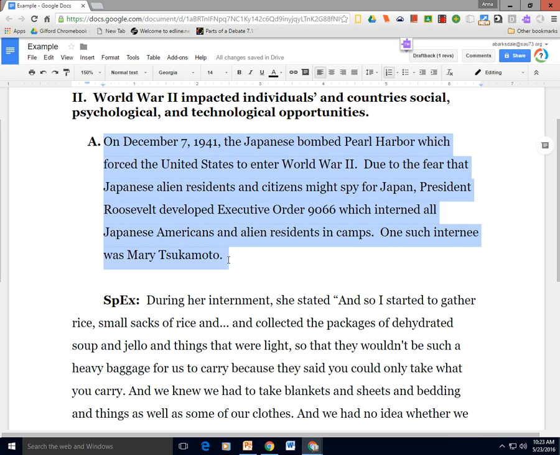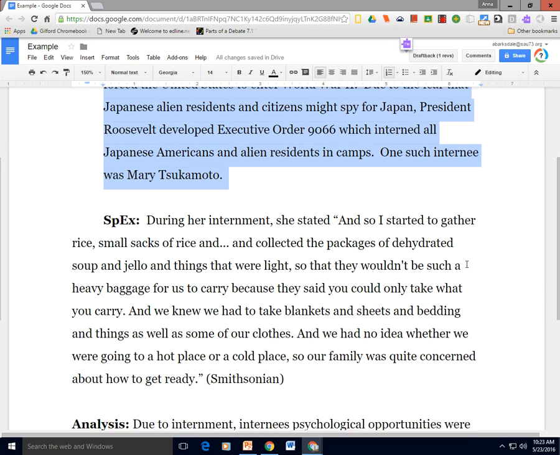Now you're going to notice that my A statement can be more than one sentence, but it should be no more than 2 to 3. I don't want this to turn into a huge paragraph. But in these couple of sentences, I should know what it is you're talking about. Okay, they're talking about the bombing of Pearl Harbor. I've even clarified that the president developed this executive order and they interned Japanese, and one of these internees was Mary Tsukamoto. And then I would go into my specs.